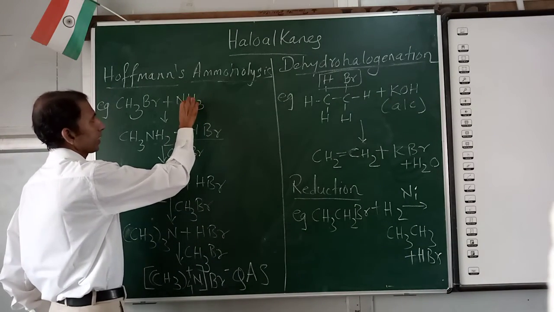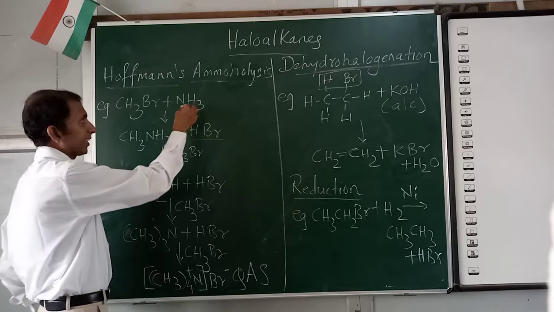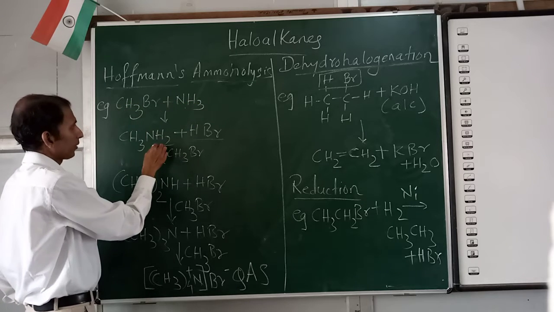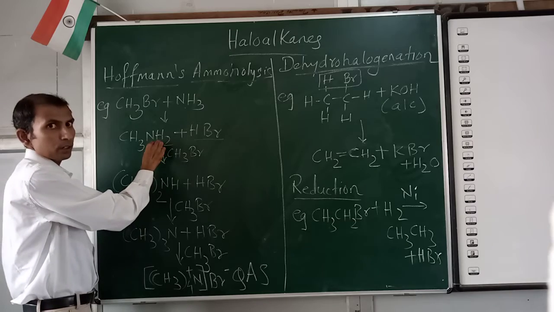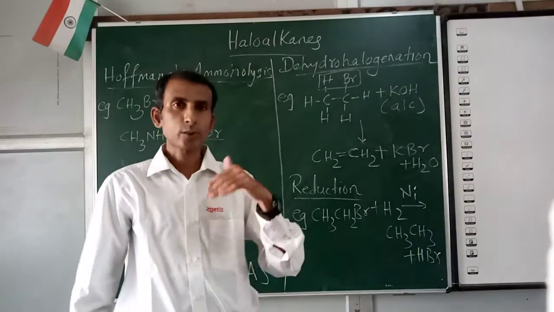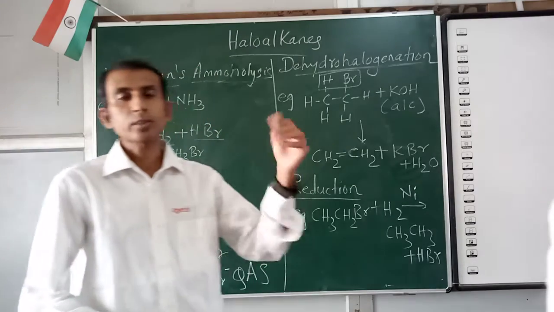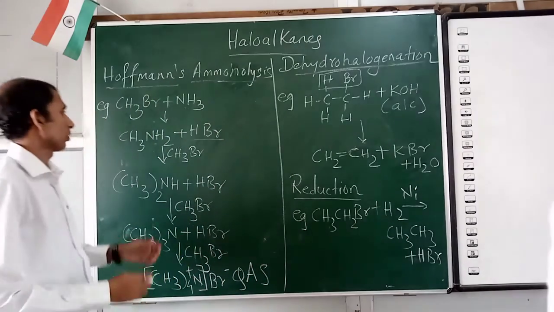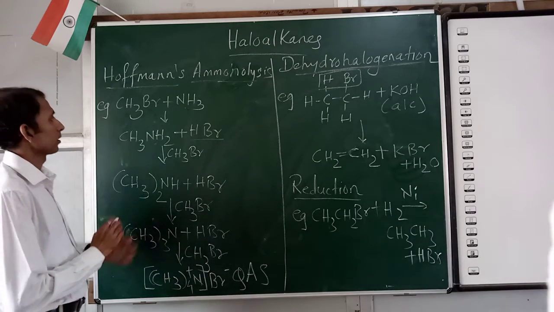From this NH3, if one H is lost, NH2 is remaining. That NH2 gets attached to the methyl group and we get a compound, an amine. When the NH2 group is attached to any alkyl group, compounds are called amines. So this is the first step.